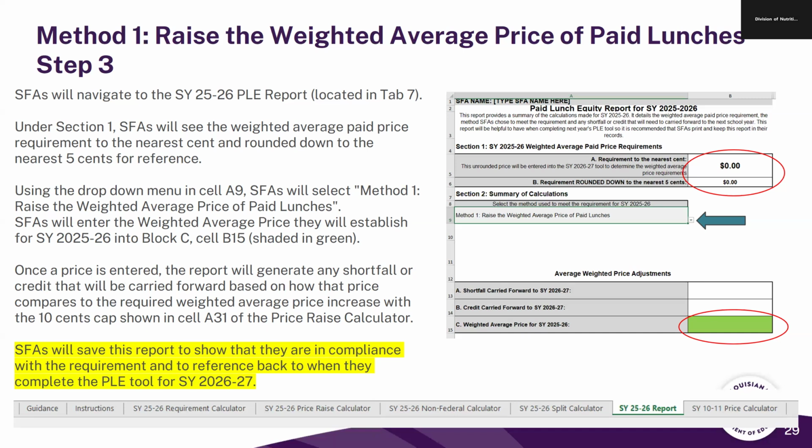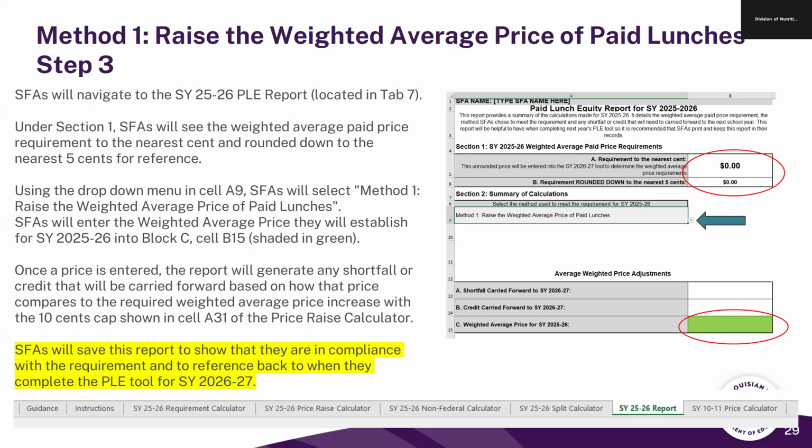And then once the price is entered, the report will generate any shortfall or credit that will be carried forward based on how the price compares to the required weighted average increase with that 10-cent cap, which is going to be shown in cell A31 of the price raise calculator.